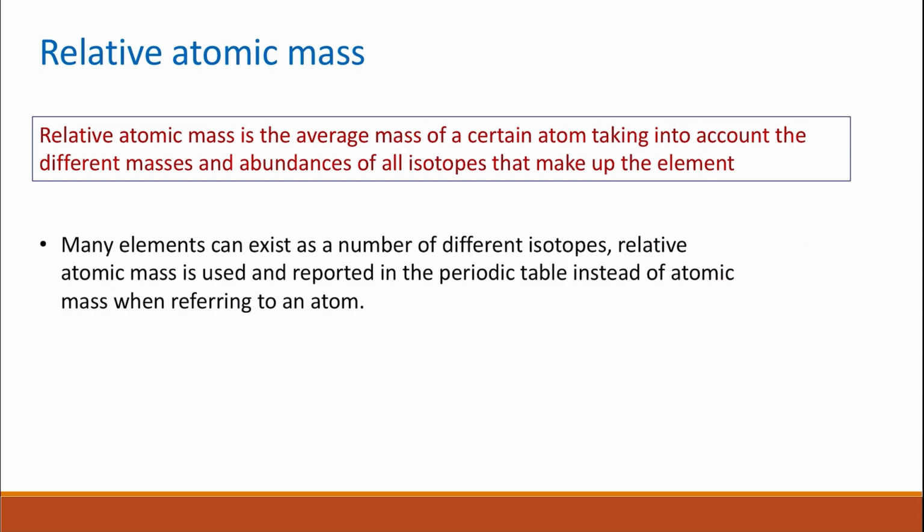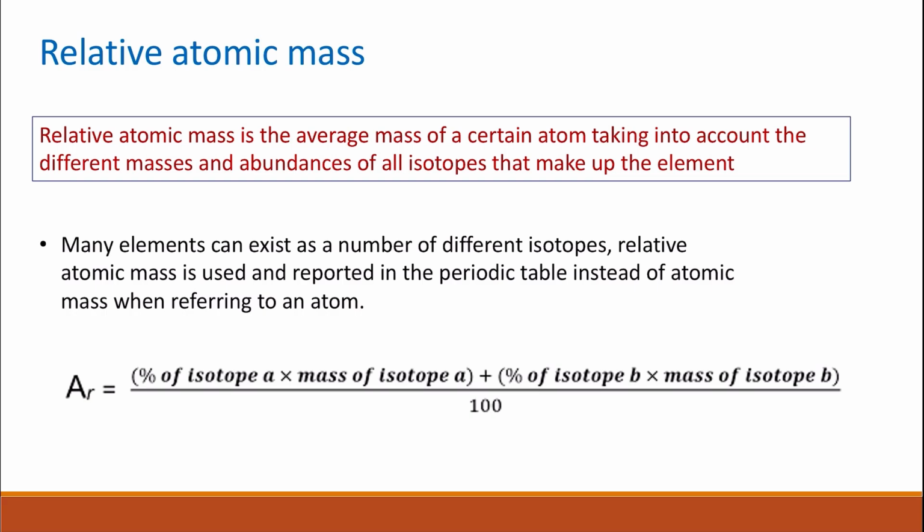The mass that you find in the periodic table for the element is not the specific mass of one of the isotopes. It's a mixture, an average of the mass of all the different isotopes, taking into account their relative abundance. So this is called the relative atomic mass of an element.